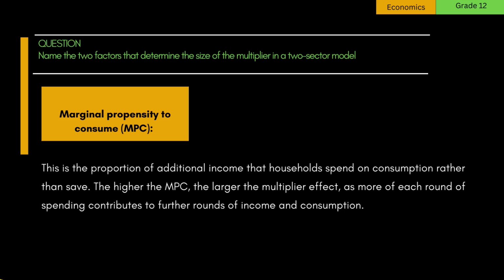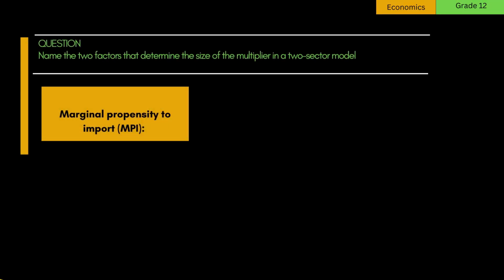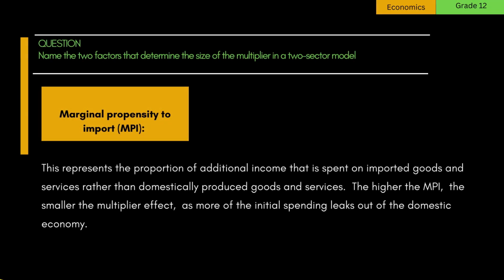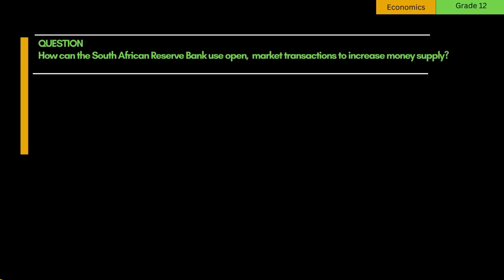The higher the MPC, the larger the multiplier effect, as more of each round of spending contributes to further rounds of income and consumption. 2. Marginal propensity to import, MPI. This represents the proportion of additional income that is spent on imported goods and services rather than domestically produced goods and services. The higher the MPI, the smaller the multiplier effect, as more of the initial spending leaks out of the domestic economy. Question: how can the South African Reserve Bank use open market transactions to increase money supply?